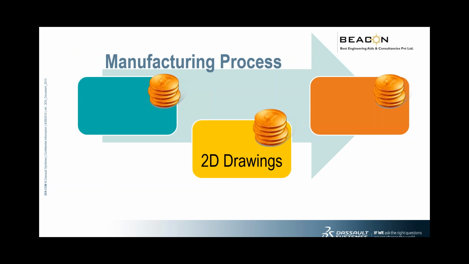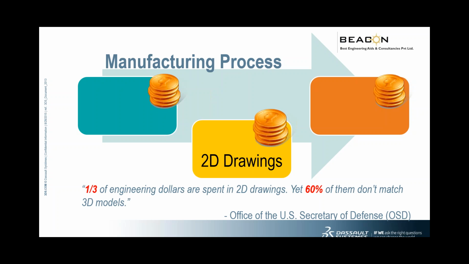We start with the problem. What are the problems with 2D drawings? The manufacturing process is complex, involving 3D design, 2D drawing, operating method definition, procurement, fabrication, assembly, quality, supply chain management, and so on. However, 2D drawings turn out to be a very time-consuming and expensive process. Regarding the collaboration between the engineering department and the supply chain, one third of engineering dollars are spent creating and maintaining 2D drawings. Yet 60% of them don't match the 3D models.